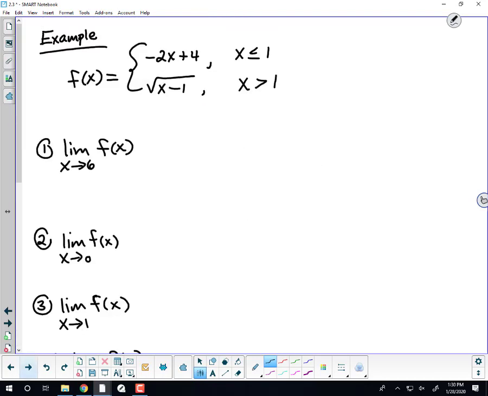The last thing we're going to look at in this section is evaluating limits of piecewise defined functions, and I'll point out a couple of things here. So this is the function that's given to us, and we're computing a couple of limits. The first one, the limit as x approaches 6 of f of x, would be what?